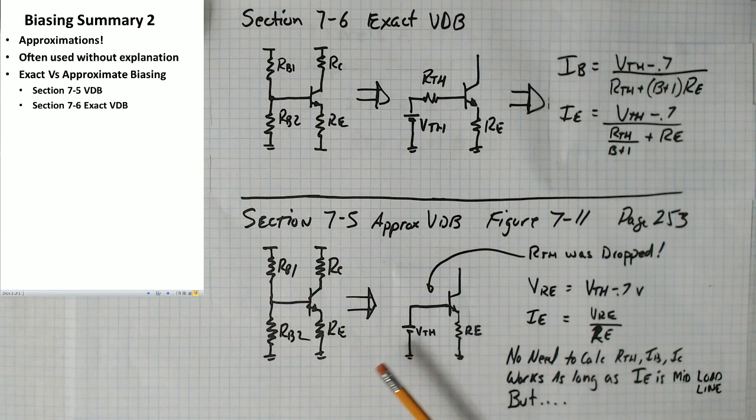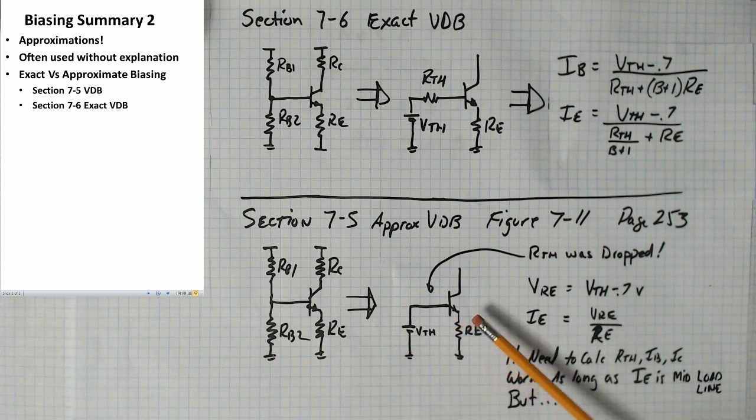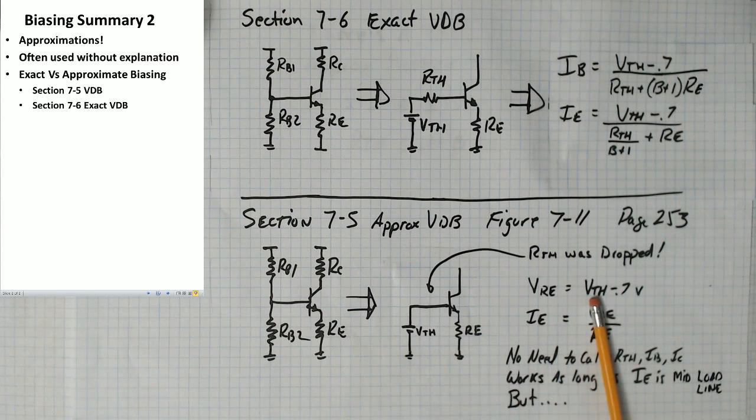And what happens from there? Let's say the Thevenin voltage was 3 volts, and here's a 0.7 volt drop. If this is 3, then the voltage at the emitter is going to be about 2.3 volts. And we had a 2.3 k ohm resistor on there. We could very quickly determine what IE is. So VRE is just going to be the Thevenin voltage minus 0.7. And then the emitter current is going to be that voltage divided by the emitter resistance.